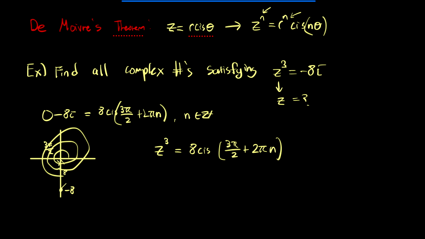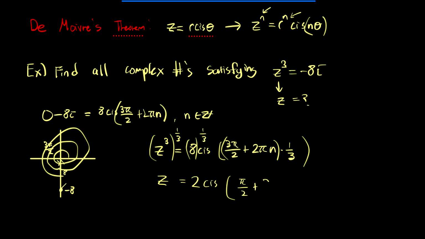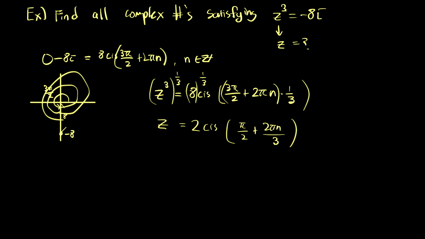Great. And now we're going to apply de Moivre's theorem. So I'm going to put this to the 1 over 3, put this to the 1 over 3, and times this by 1 over 3. And that is de Moivre's theorem applied. And we get z equals 2 cis of pi over 2 plus 2 pi n over 3. There we go. You can really say this is a function of n, so I'm going to input n equals 0, 1, and 2 to find the 3 unique solutions.